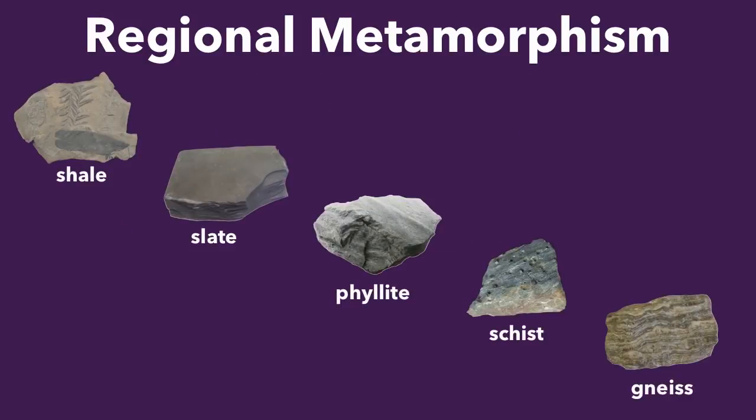Let's take a look at what we see here. This is a typical progression of metamorphism that occurs, starting with the sedimentary rock shale. If you add heat and pressure, it will metamorphosize to slate. If you add more heat and pressure, it will become phyllite, more, and it will become schist, even more, and it will become the metamorphic rock gneiss.